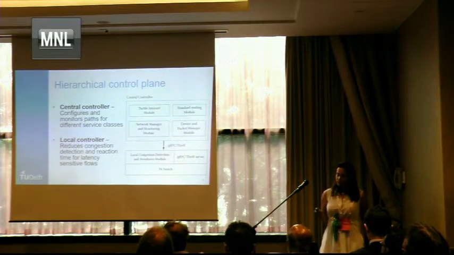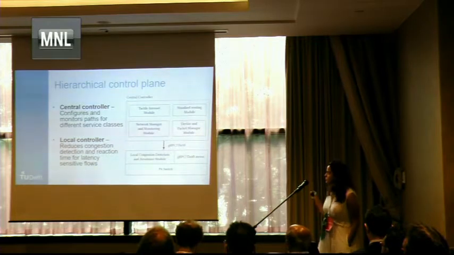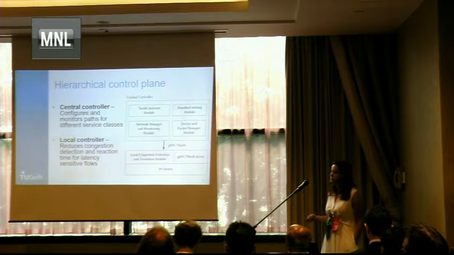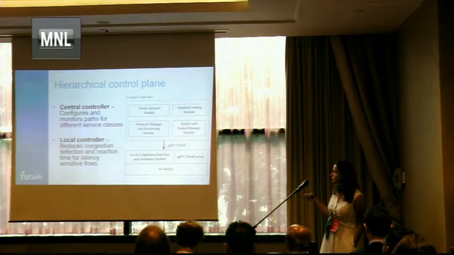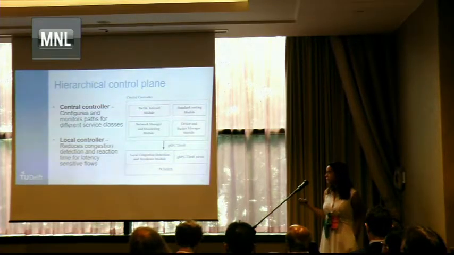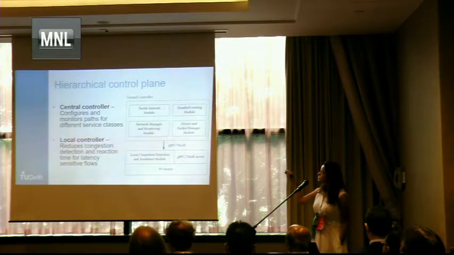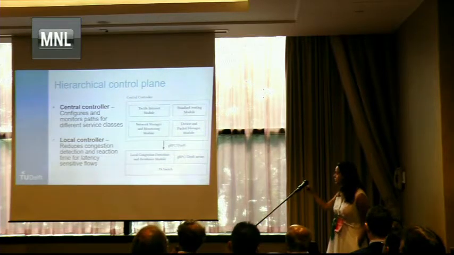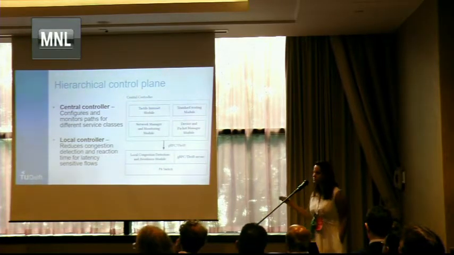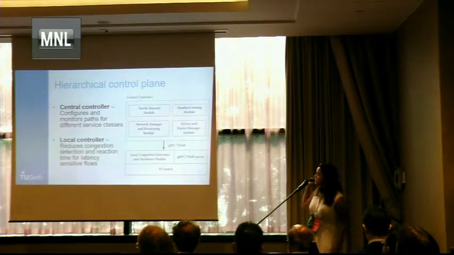And this is the big picture of our solution. We proposed a hierarchical control plane where we have a central controller that acts as a typical SDN controller. It configures and monitors different paths for different traffic classes. In our solution, we only use 2 different traffic classes. One was the standard routing module that forwarded the best effort traffic. And the other was the tactile internet module that only configured the paths for the low latency traffic.